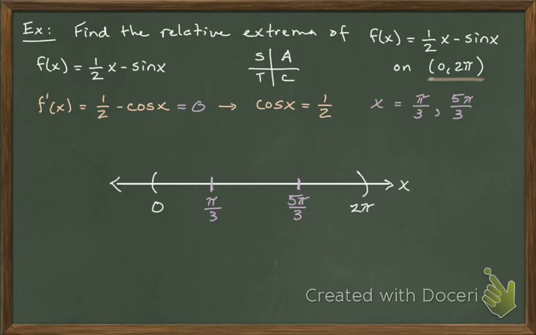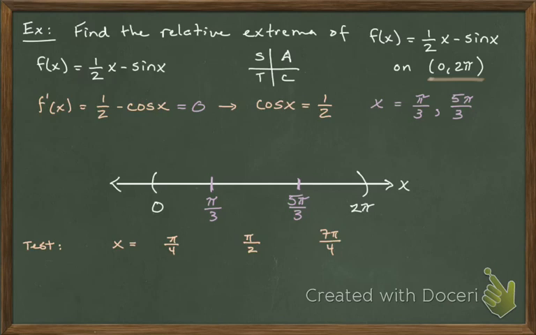And I need test values. So from 0 to pi over 3, I've got a test value. I can use pi over 4. From pi over 3 to 5 pi over 3, I can use pi over 2. And then 7 pi over 4 between 5 pi over 3 and 2 pi. So if it helps you to draw out some of your unit circle to get those test values, that's totally fine. Just looking for values in each of those intervals.